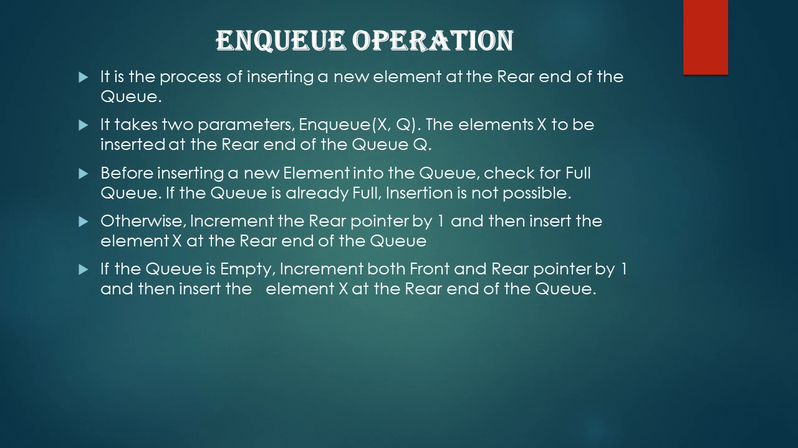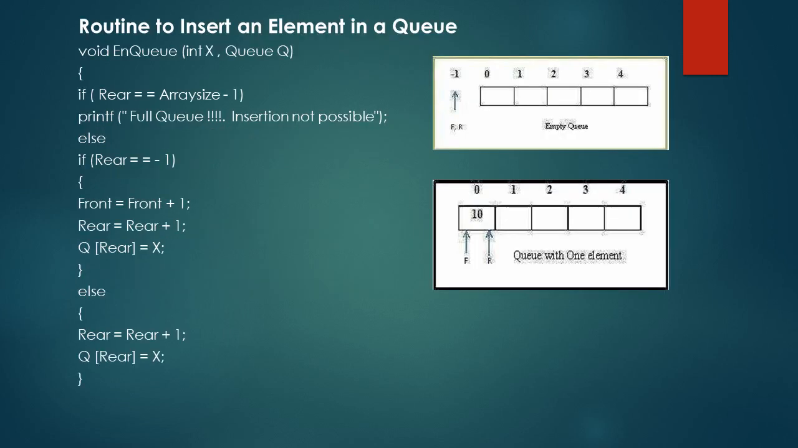If the queue is empty, increment both front and rear pointers by 1 and then insert the element X at the rear end of the queue. Now the figure shows the empty queue, and now we are inserting 10 into the queue.